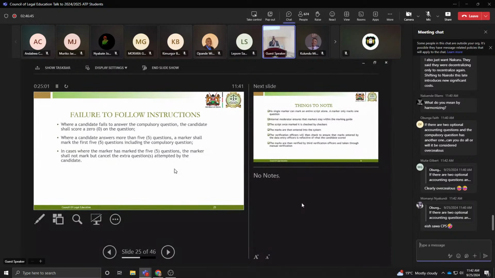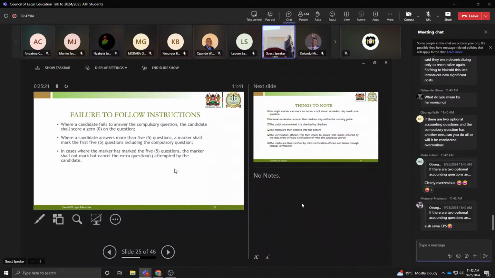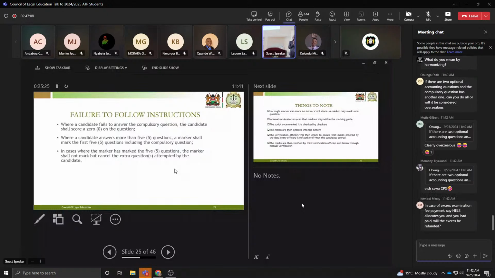Where a candidate answers more than 5 questions, a marker shall mark the first 5, including the compulsory question. So don't waste your time answering an extra question, because that question will not be marked. Instead, the marker has instructions to cancel that question.